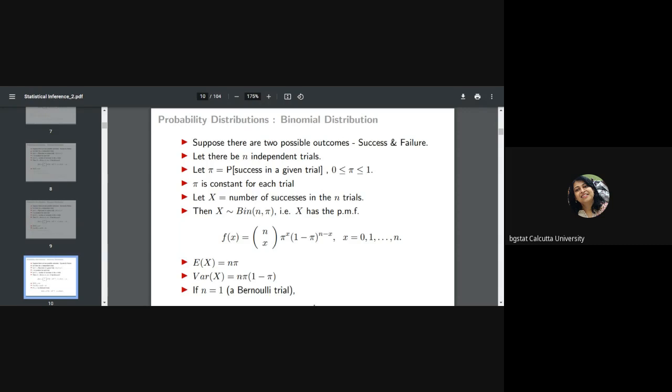Similarly, if I want the probability that x is equal to 5, I observe 5 successes in n trials, then I have to calculate the value of f of 5. So this is equal to n choose 5 times pi to the power 5 into 1 minus pi to the power n minus 5. So note that small x can only take values 0, 1 up to small n. This distribution is called the binomial distribution.